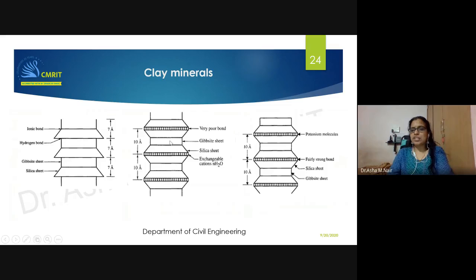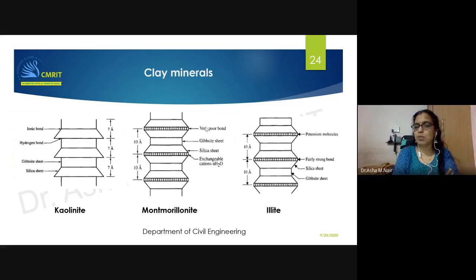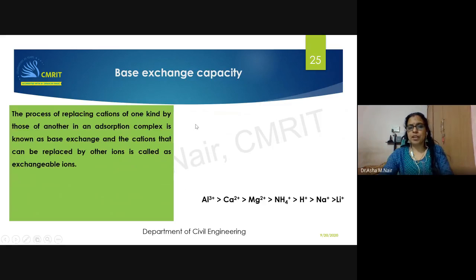Illite and montmorillonite will have a total sheet thickness of 10 angstrom, and there will be potassium ions in the case of illite, whereas it will be water molecules in the case of montmorillonite. And kaolinite is supposed to be the most stable. This also is very, very important.